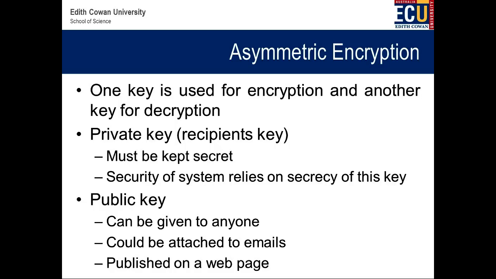The other ingredient of asymmetric encryption is the public key, which can be given to anyone, attached in emails, and even published on web pages. If you know the public key and you do not have the private key, you will not be able to deduce the private key by looking at the public key. If you are not the intended recipient of the message, you will never be able to decrypt the encrypted message. This is the essential idea behind asymmetric encryption.